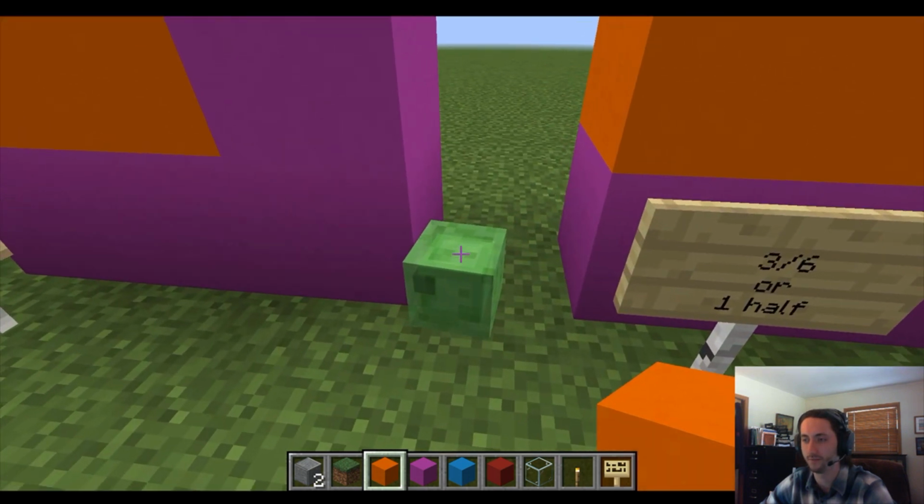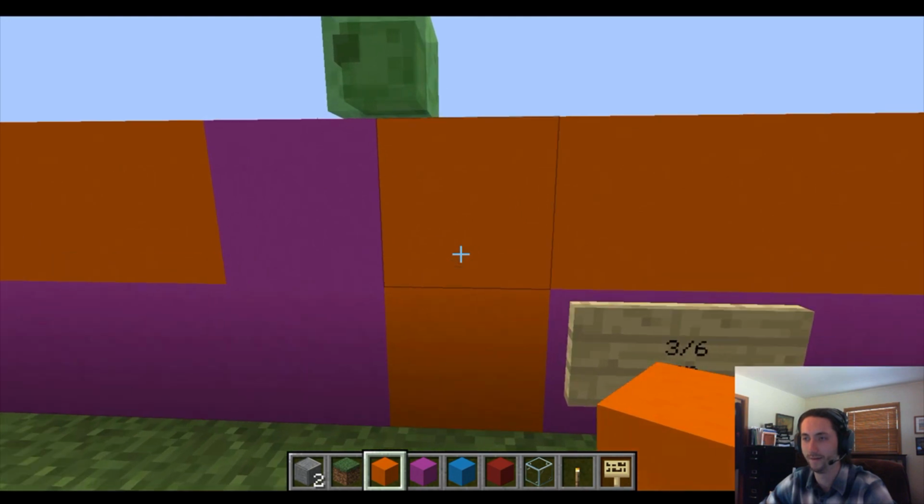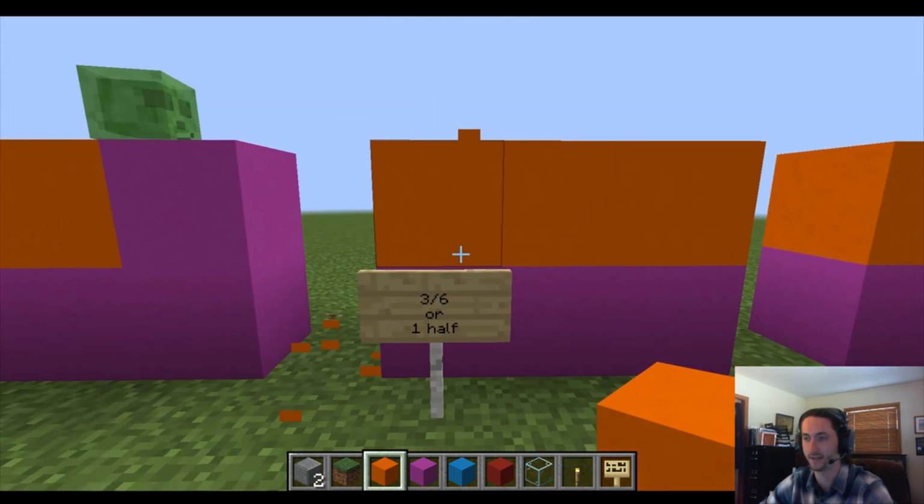Hello, little slime. Little slime likes to learn math. Goodbye, little slime. Okay, the next one.